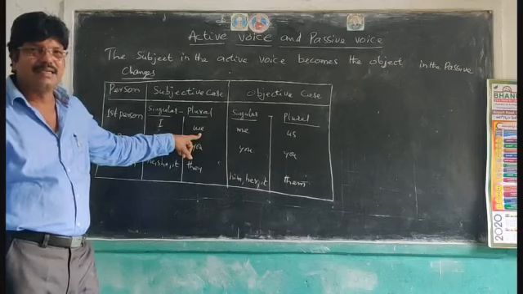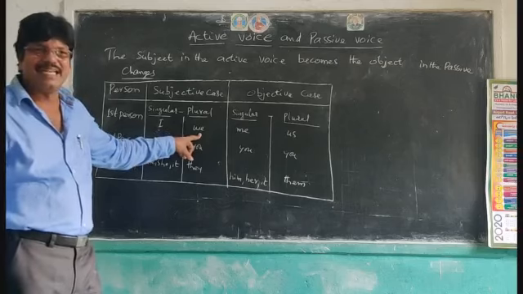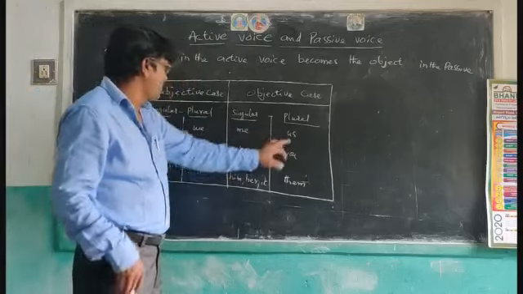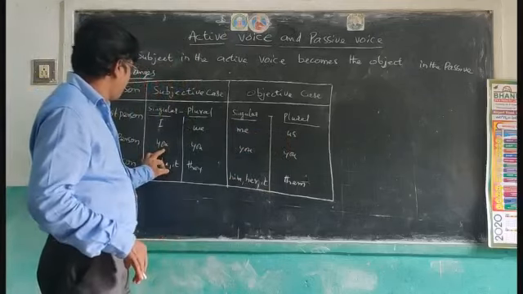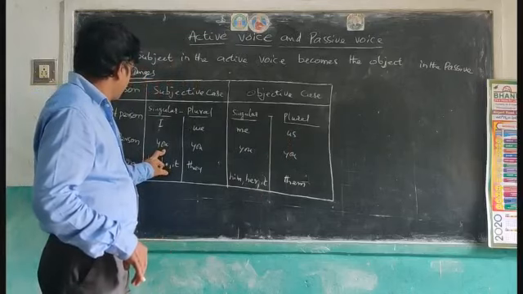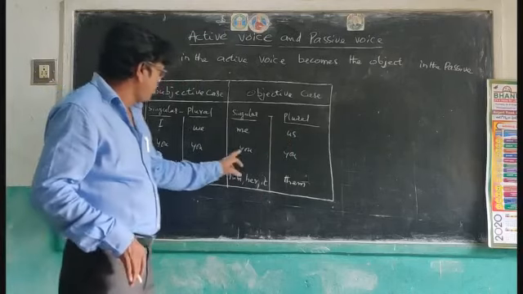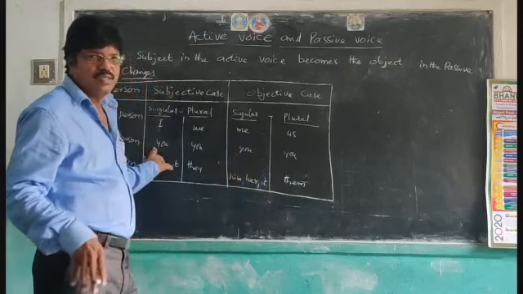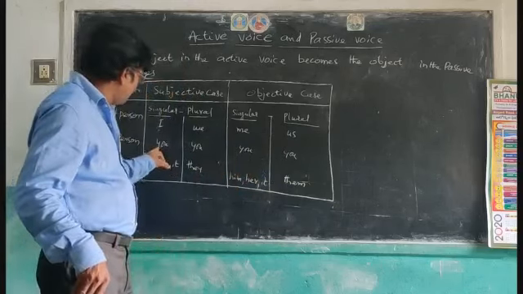Cricket is played by us. We change us. Here, you: singular, plural, you. All, you don't change. It doesn't change.